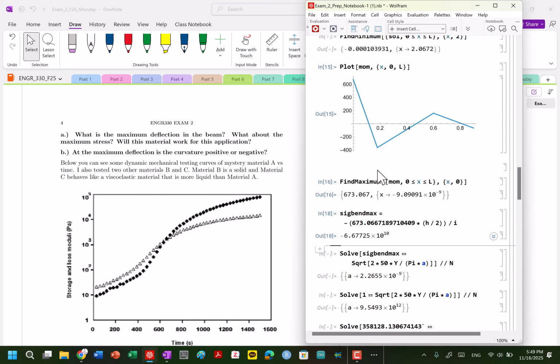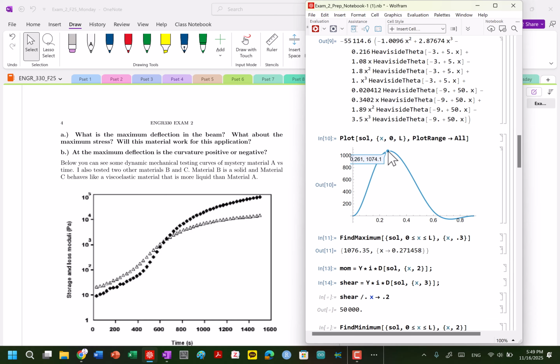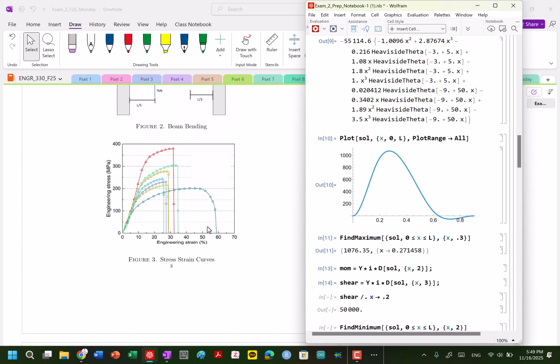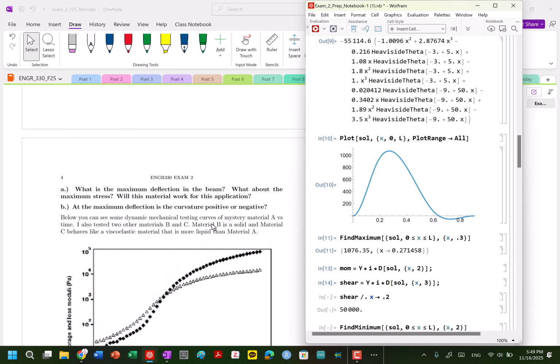At the maximum deflection, is the curvature positive or negative? Ooh, good question. It will be negative curvature. So sad face. So excellent.